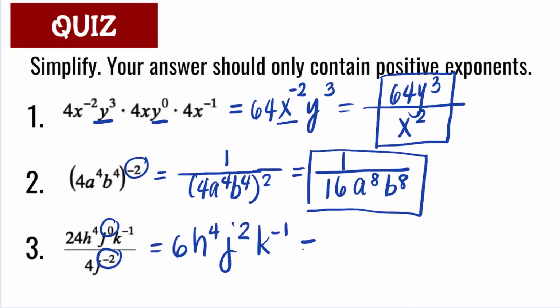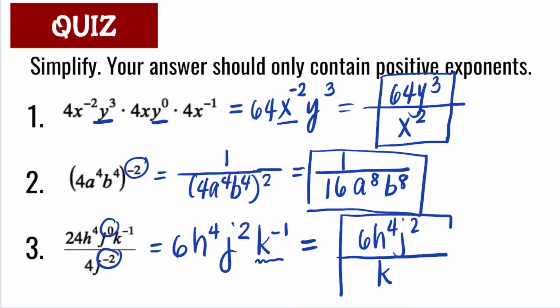We need to simplify this further because we have a negative exponent. So we need to use the negative exponent rule. We need to simplify k to the power of negative 1, and to make that positive, we need to move it down. k to the first is the same thing as k. And the rest have positive exponents, so we will leave them on top. So we have 6h to the 4th, j squared, all over k as the final answer for question number 3.